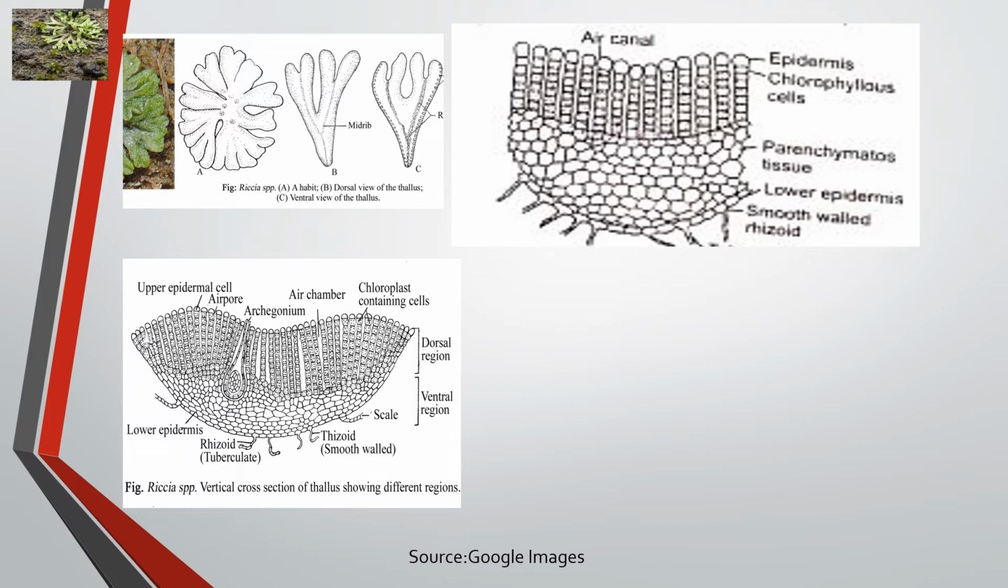Now, the male and female sex organs, the antheridia and the archegonia, are borne on the dorsal surface. They are rather embedded in the dorsal surface. Here I am showing you the archegonium. In a similar way, the antheridium is also borne on the dorsal surface. And antheridia produce antherozoids, which are biflagellate, containing the male gamete, and the archegonium is a flask-shaped structure with a neck and the bottom.